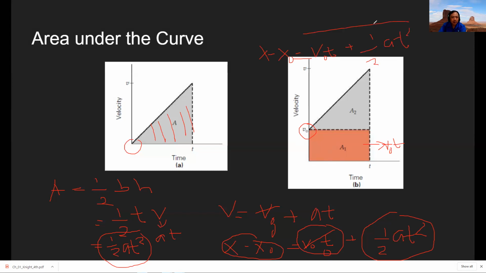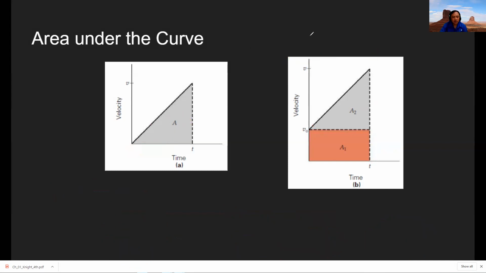So it's kind of complete here. It will give you x minus x naught, which is the displacement, because there's a v naught t here and there is a 1/2 at squared here. So that's how to interpret the area under the curve of a velocity graph to give you the position. And also, the area under the curve of acceleration will give you the velocity, or the change in velocity. Okay, so that's for our area under the curve.